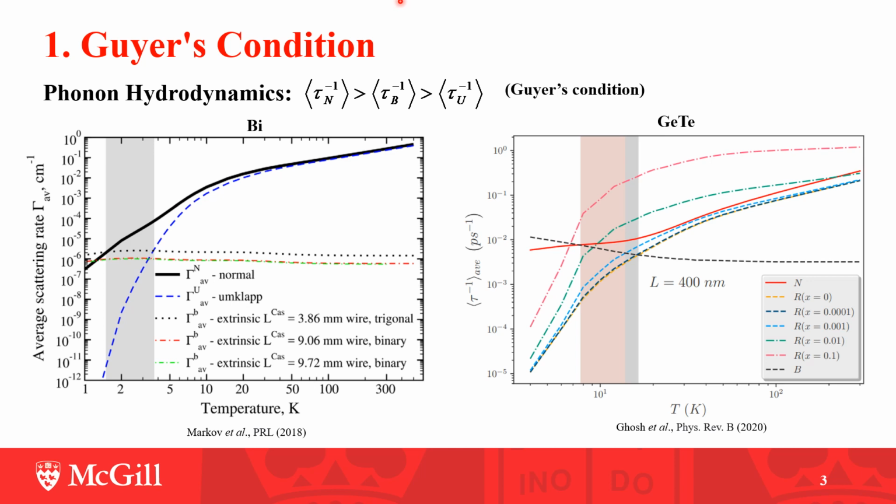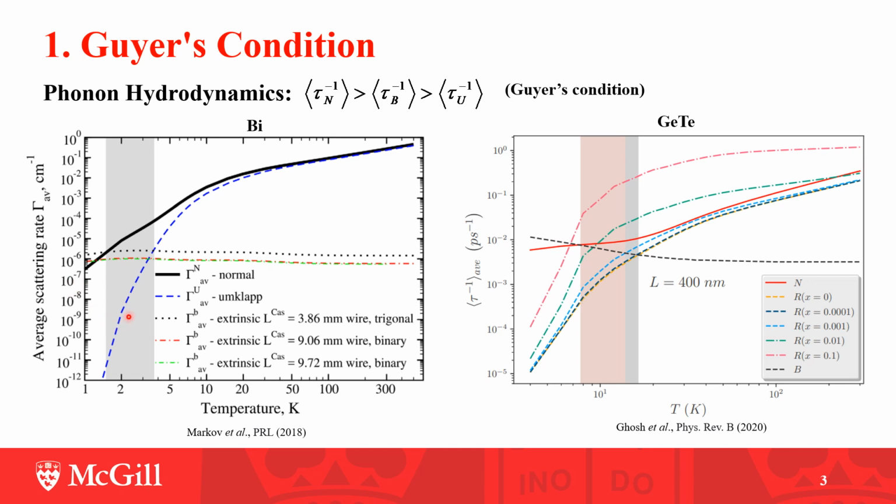Theoretically, there are some methods and techniques to estimate the phonon hydrodynamics window. Geiger's condition states that phonon hydrodynamics can be observed if the average boundary scattering rate is greater than the average Umklapp scattering rate but less than the average normal scattering rate at a given temperature and characteristic length.